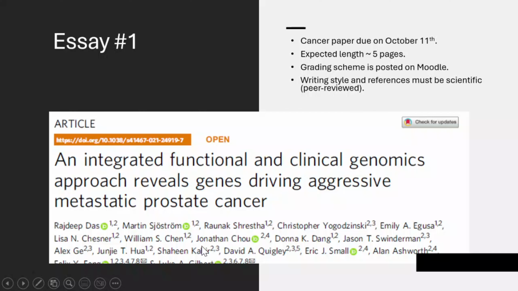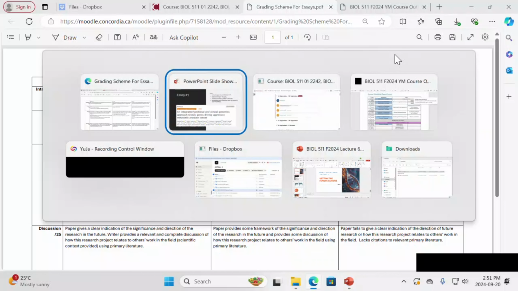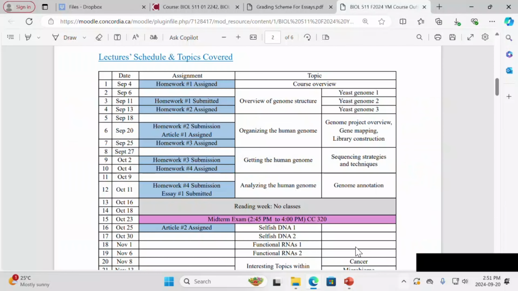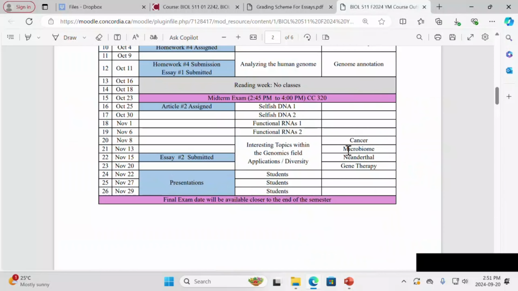So this paper, I'll present it completely in the lectures. I'm not sure if I'll do it. This paper will probably take like 2 lectures to present, so I think I'm going to do it quickly in 1 lecture, remove a lot of the extra stuff so that we can cover other interesting topics. Instead of just focusing on prostate cancer and Neanderthal, we'll also take a look at gene therapy and, what was it? The microbiome. So genomics for the microbiome.